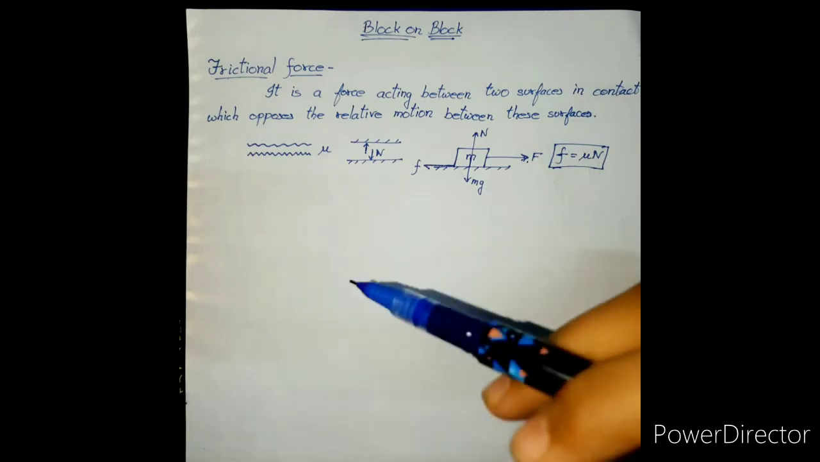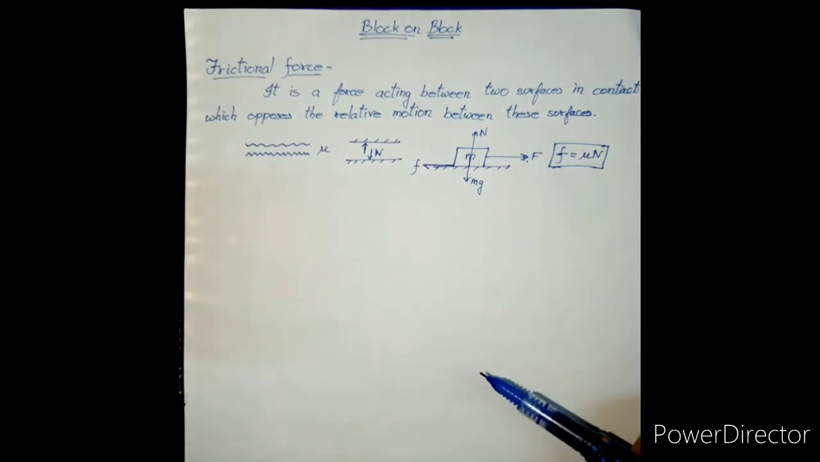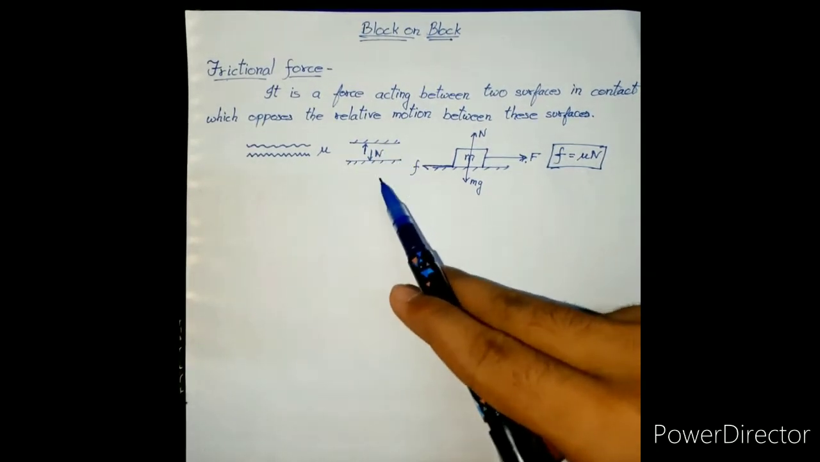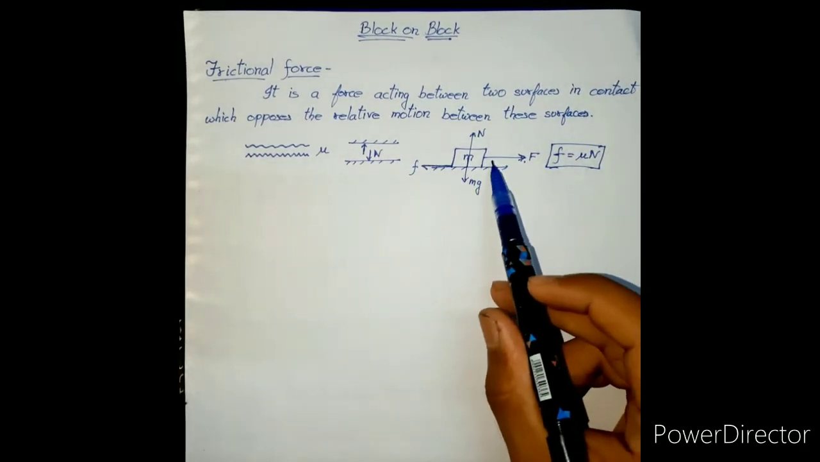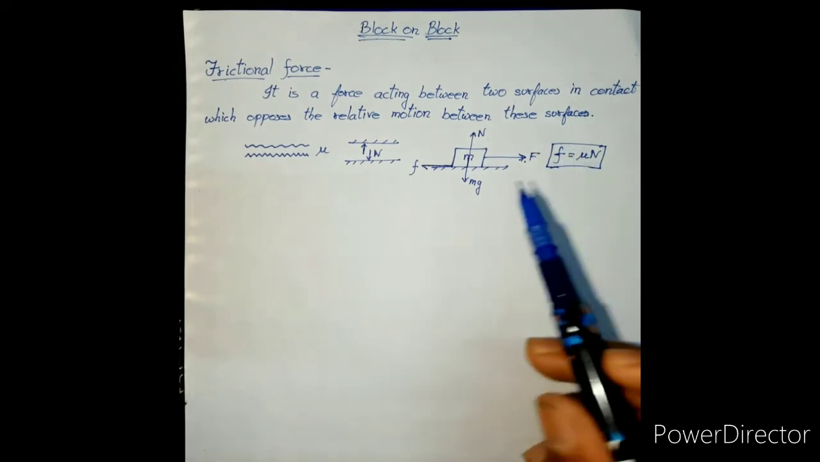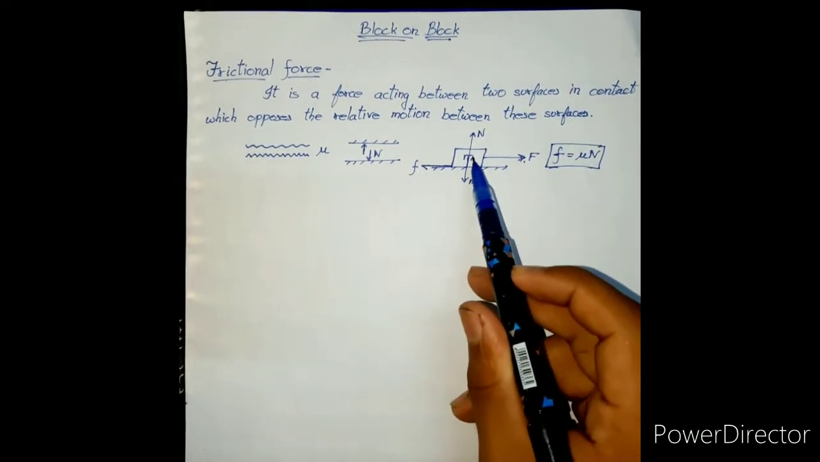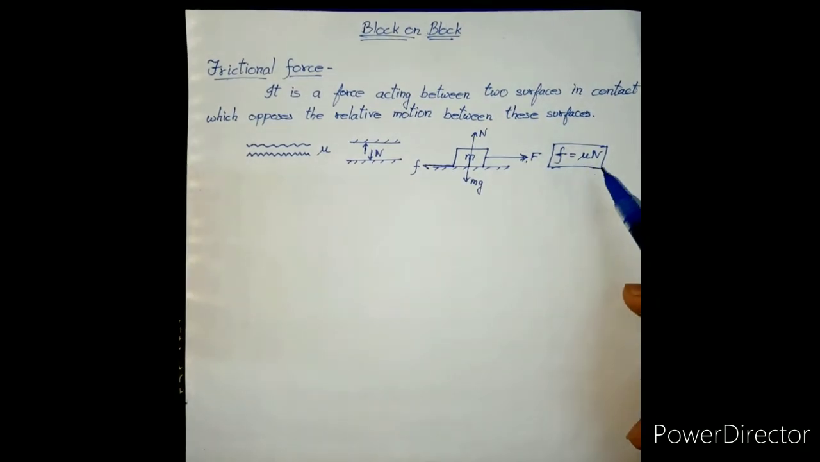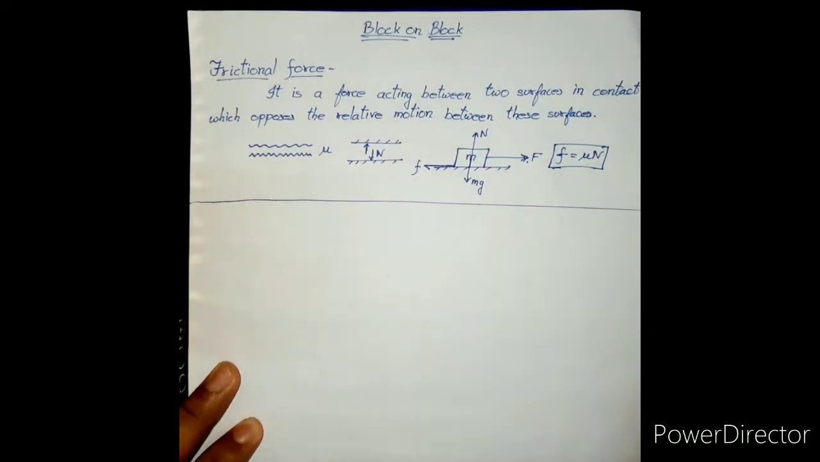And the relative motion between these surfaces means the two surfaces in contact. It generally depends upon the types of surfaces in contact and the normal reaction between the surfaces. Here, when a block of mass m is pulled by an external force of F, a frictional force is applied on the block which opposes the relative motion of the block with respect to the surface, and its magnitude is mu times N. Right.